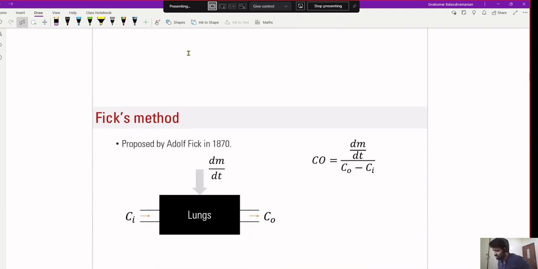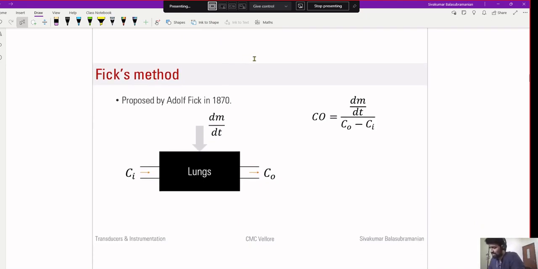There are several methods to do this. We'll look at some of the methods. These are all methods that were proposed a long time back, but they are still useful, and some of them are gold standard methods. We'll first look at the Fick method.